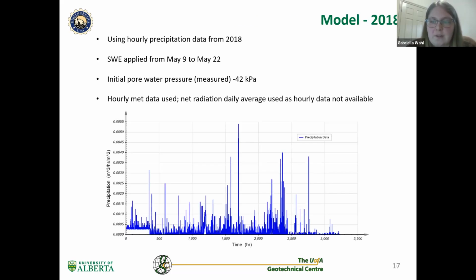And so the next scenario I was able to run was the yearly analysis for 2018. This was run using hourly precipitation data. The snow water equivalent was applied from May 9th to May 22nd. And this is run as a base case scenario. So again, my initial conditions are unsaturated to field measurements.